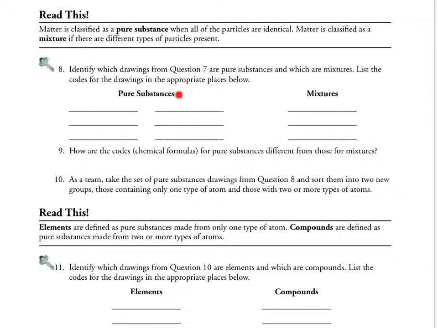So what you're going to do is just list the pure substances here and the mixtures over here. So things that are going to be identical, things that are not going to be identical. So take just a couple moments, see if you can identify which one of those squares are going to be pure substances and which are not.